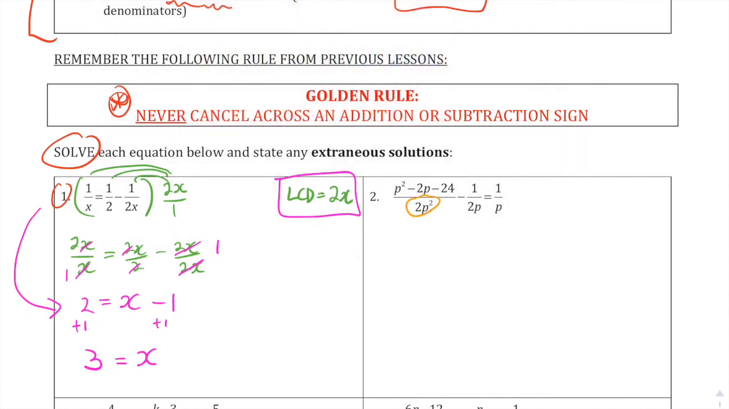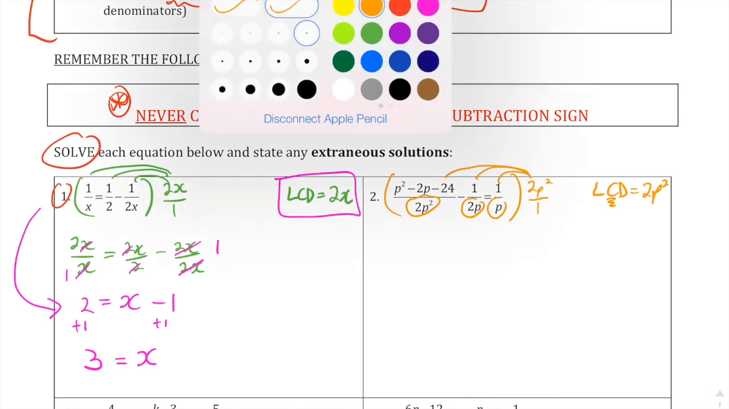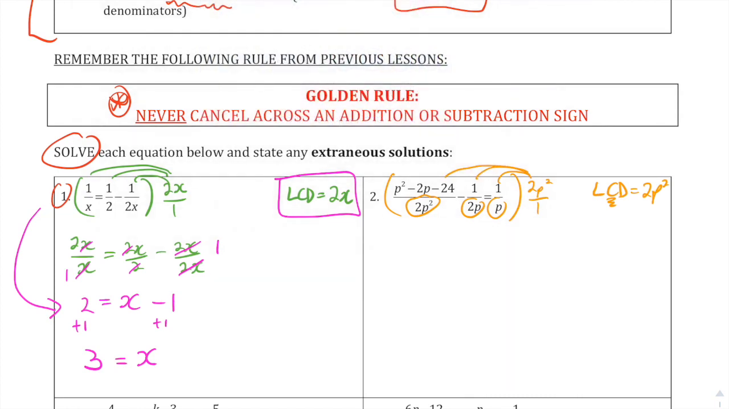Same process. I have my denominators. I'm looking for the lowest common denominator, and in this case, 2p squared is the smallest number into which each of the three of our denominators can divide. I'm then going to take that LCD, 2p squared over 1, and I'm going to multiply each of the terms in the equation by the LCD. This time, however, I'm going to do some simplifying and cancelling from the get-go.